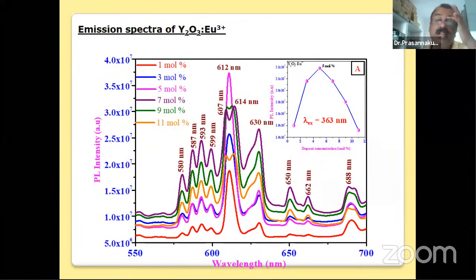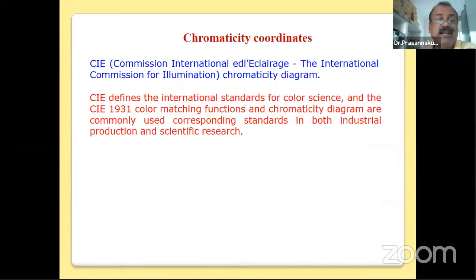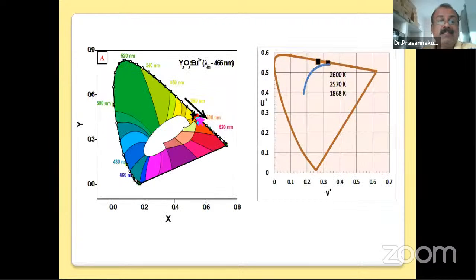It appears to be semiconductor in nature. All right. This is the emission spectra plot. For the lapse of time, I have given only the emission spectra of Y2O3:Eu3+, which explains the major peaks. The peak is obtained at 612 nanometer for 5 mole concentration of europium doped, lithium co-doped Y2O3 nanophosphors. All right. Chromaticity coordinates CIE and CCT we have explained. This is the CIE graph. The correlated color temperature is found to be 2600 Kelvin, 2570 Kelvin, and 1868 Kelvin. It is approximately around 2570 Kelvin.